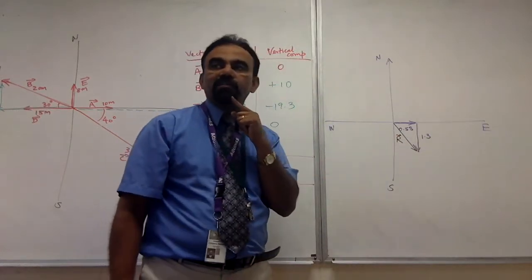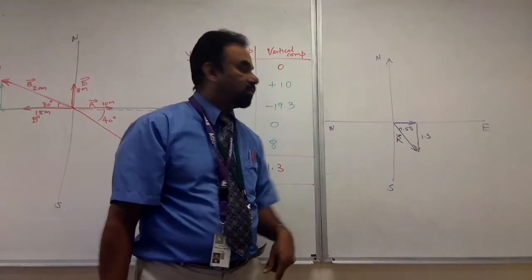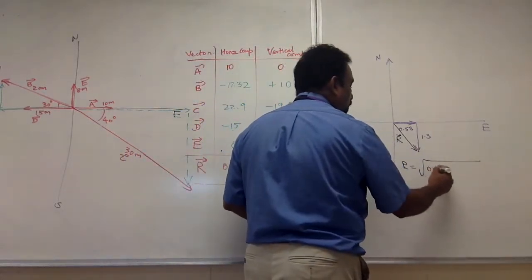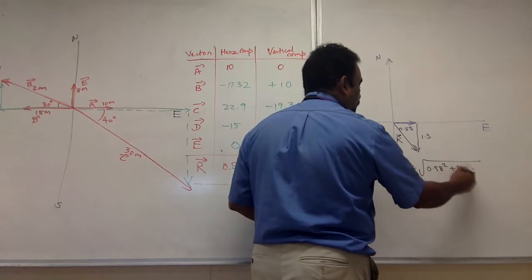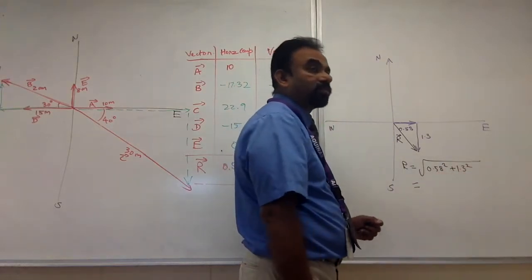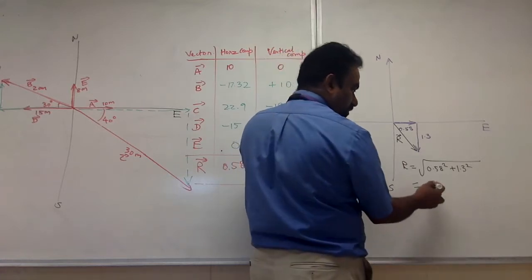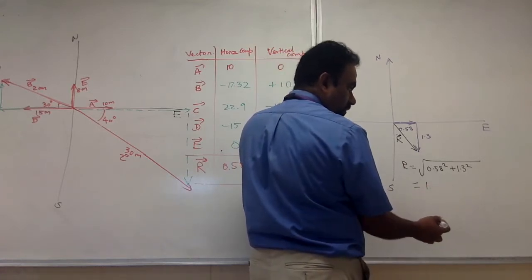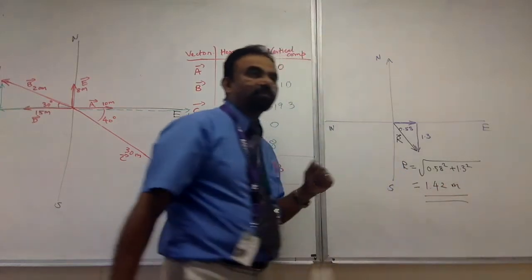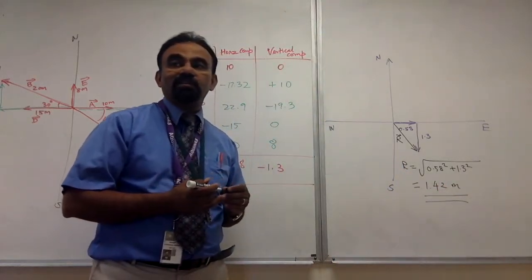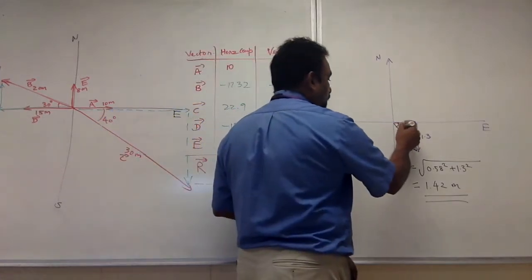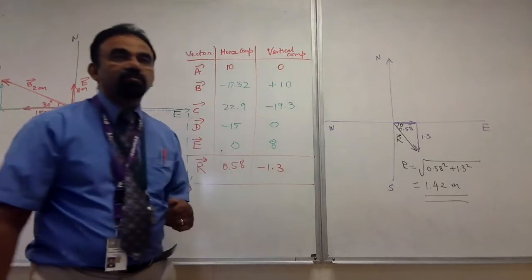How do you find the resultant? Pythagorean theorem. Go ahead. So r is equal to square root of 0.58 squared plus 1.3 squared, and the answer is how much? 1.42 meters. Is that the end of the story? What do you need to find out? Angle. So find the angle. Find that angle.